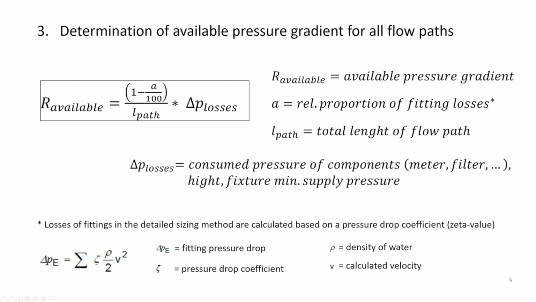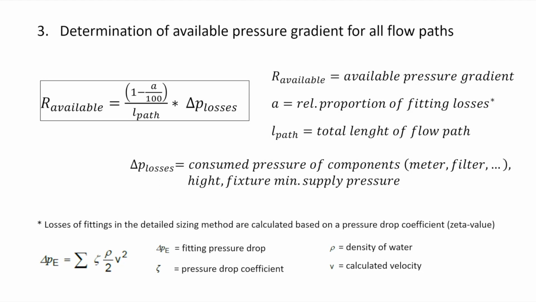So back to the above equation. The available pressure is calculated by taking into account the relative proportion of the fitting losses times the remaining available pressure. The remaining available pressure is actually the pressure that is coming out of your booster set, or if you have a direct fed system from the city street main and you're coming in with, let's say, 80 psi or 5 bar, then this pressure is deducted by the pressure loss due to a water meter, a filter, the geodetic height, etc.